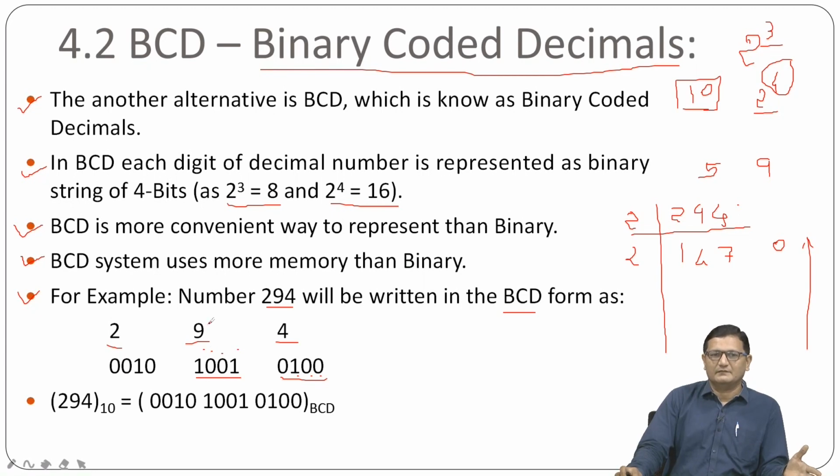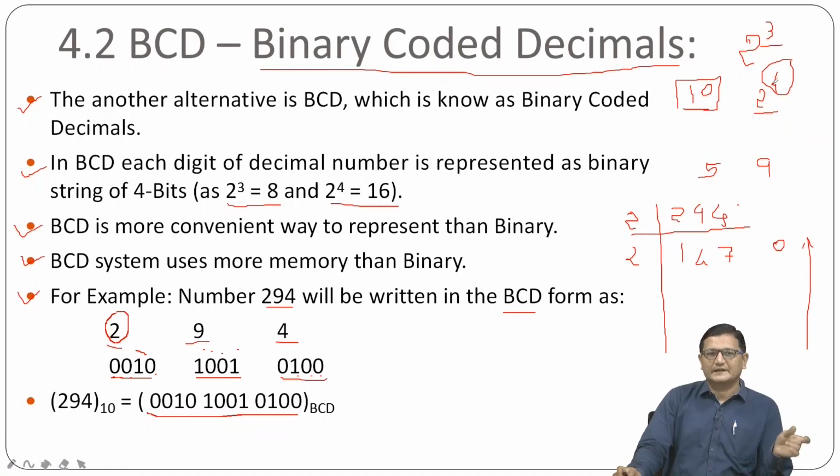So 8 plus 1 makes 9, right? Similarly for 2, 8 and 4 and 1 are not there, only 2 is there, okay? So this is the binary of 2. So see here, each and every digit is written in the form of 4 bits of binary, and this is called BCD, right? Now you just try to compute this number in the form of binary. You will get, or you need to use, a smaller number of bits.